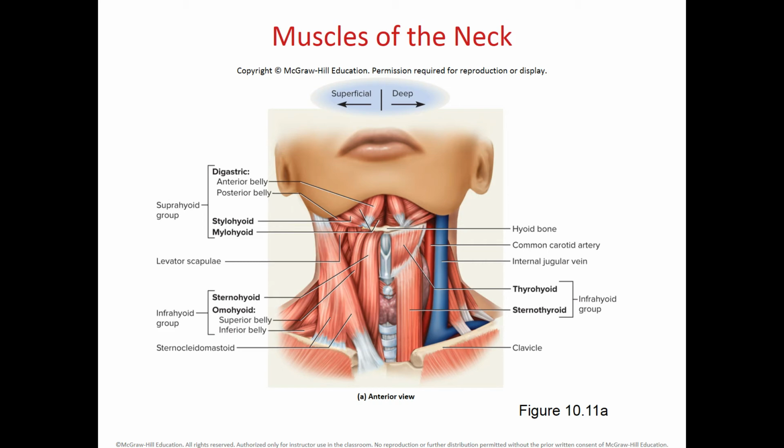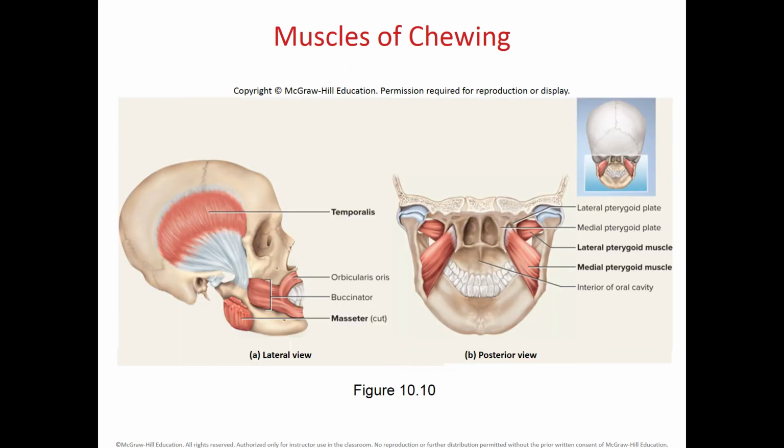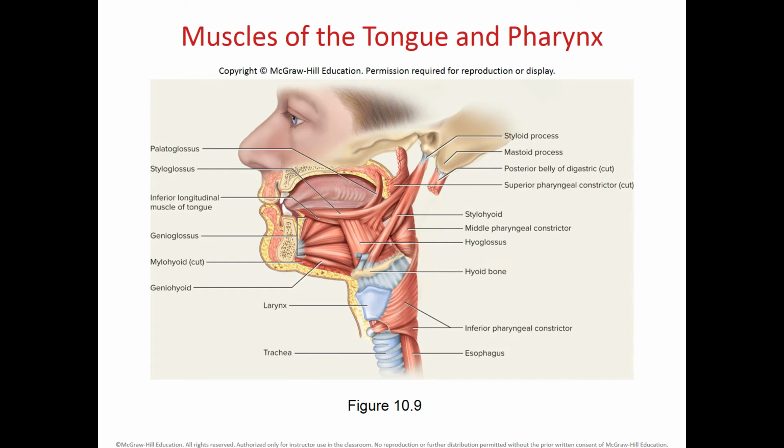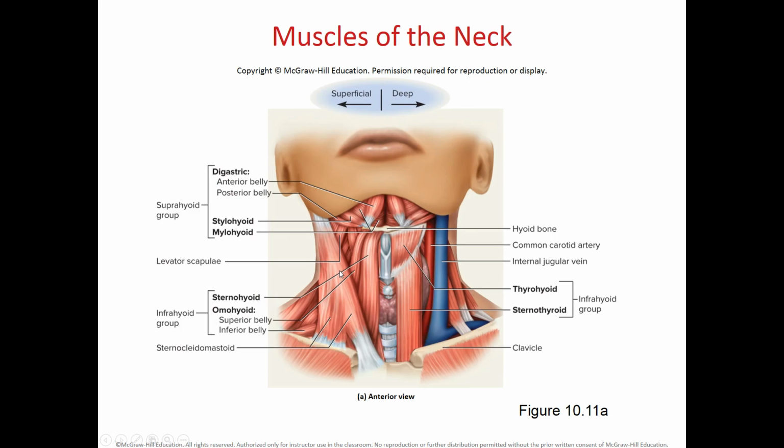Now, when it comes to the muscles of the neck, we have this suprahyoid group, which is the digastric muscle that has two heads, one that is called the anterior belly, and the other one is called the posterior belly. And then we have the stylohyoid that goes from the styloid process of the temporal bone into the hyoid bone. And then we have the mylohyoid that you can see as well in this view. This is the mylohyoid that forms part of the floor of our mouth.